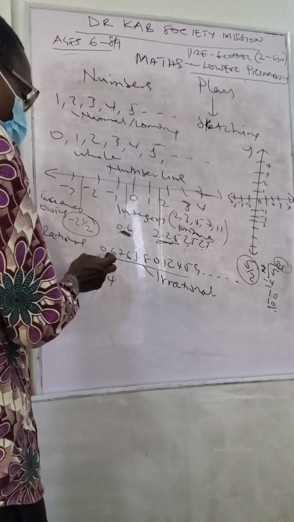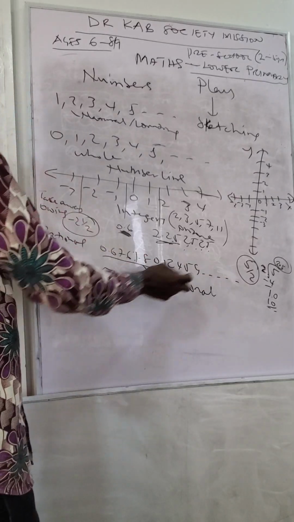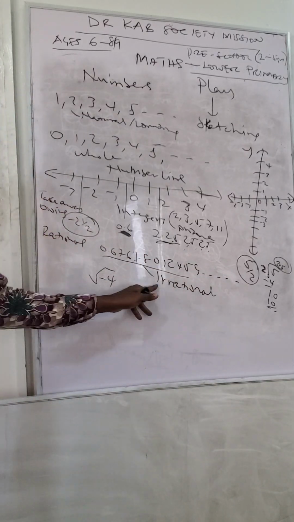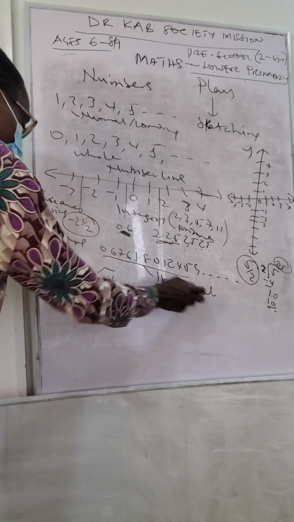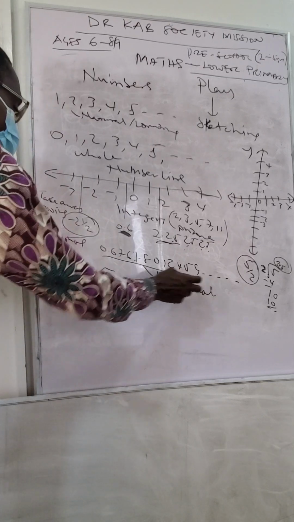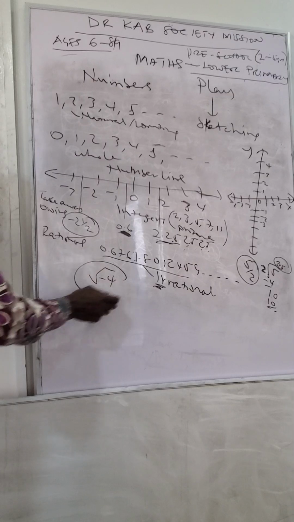But this one, you can't express it as a fraction. It is never ending, so it is irrational. The "a" means not. Rational numbers are there, so these are not rational. It's irrational.